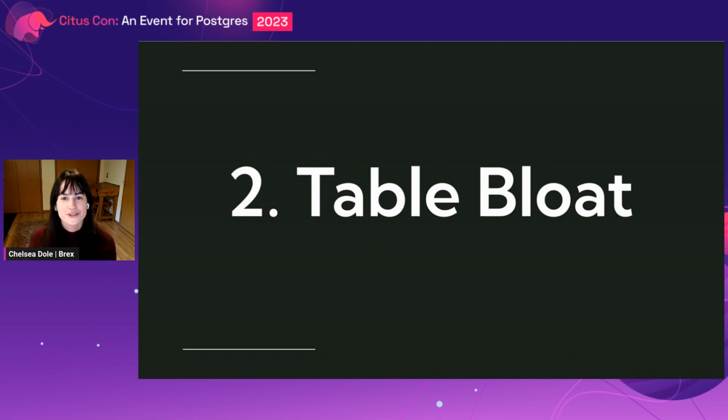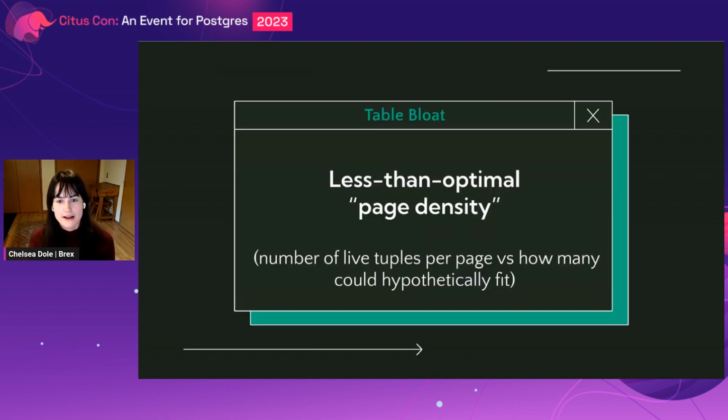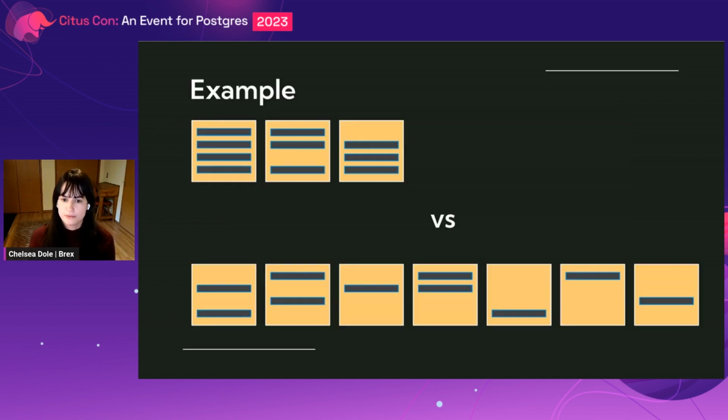Now on to part 2, which is table bloat itself. We've finally been able to get to that. Table bloat is less than optimal page density. I'm taking this definition from PG Analyze, which I think had a very good talk on this subject. Overall, this means the number of live tuples in a page versus how many could hypothetically fit is not optimal.